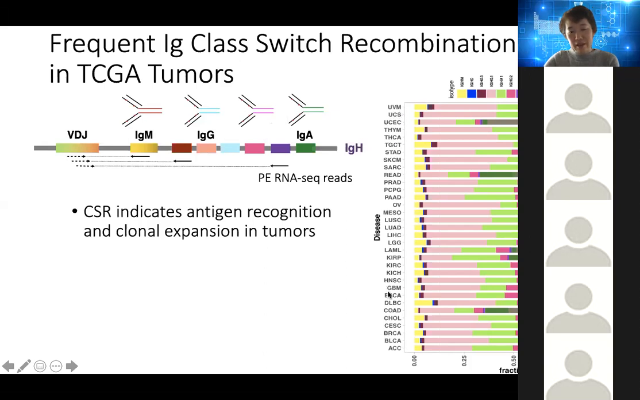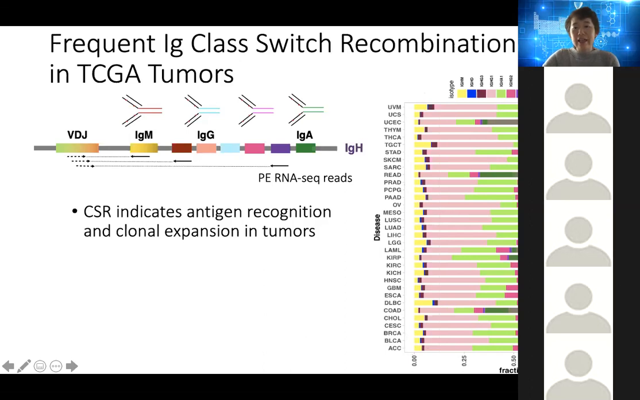And if we look at the TCGA, you will notice that these are different TCGA tumor types, and this is the antibody they contain, and different tumors might have different percentages of some antibodies. But this in general is telling us the B cells in the tumor are recognizing the tumor antigens. They are clonally expanded. If they're not clonally expanded, we will only see pretty much IgM antibodies.